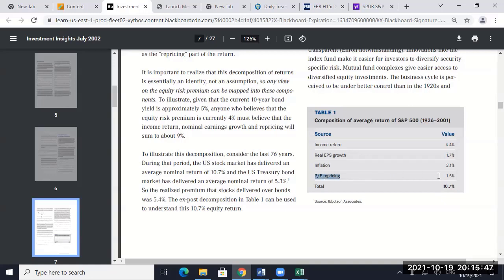Now, why do we get PE repricing? So there are two theories here. One is the stock market's overpriced, or it was underpriced when you started, one of those two, right? Or it could be both. It could be undervalued when you started and it's overvalued now. What else could it be? What would cause the stock market to appreciate in value?